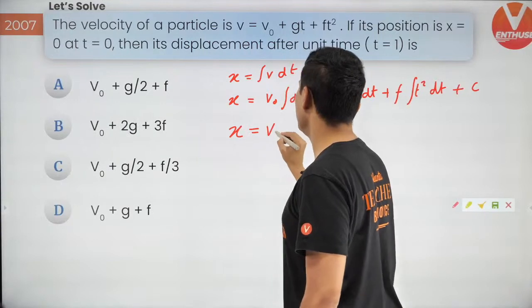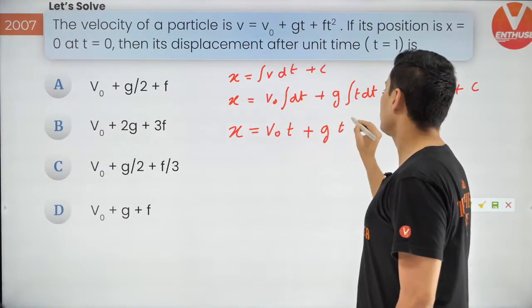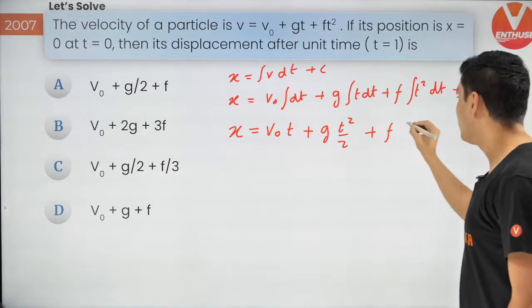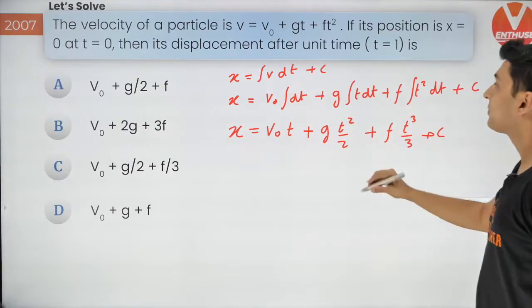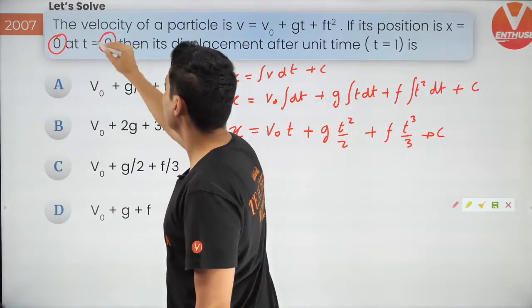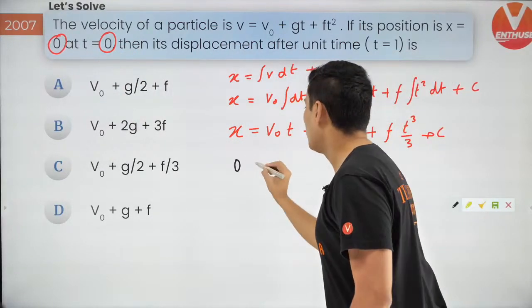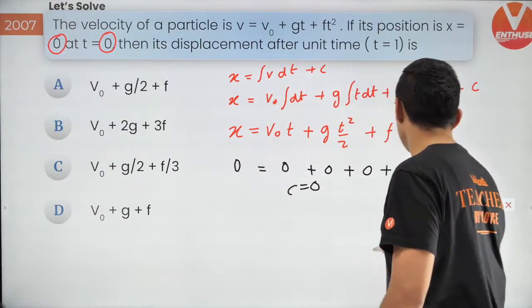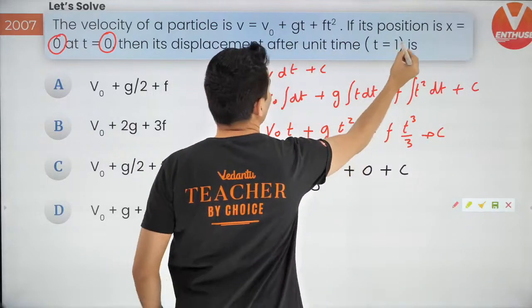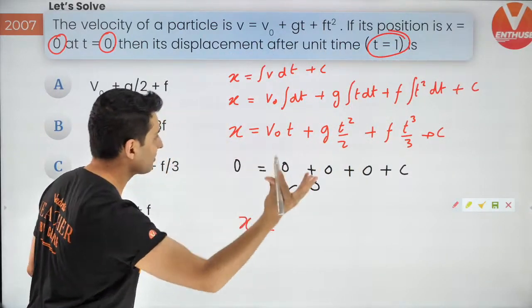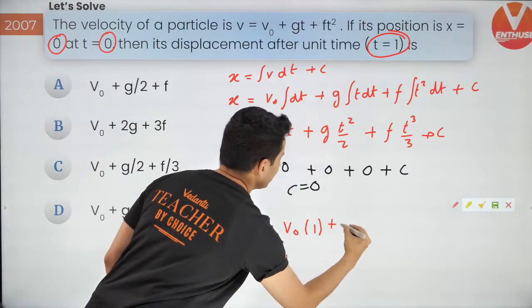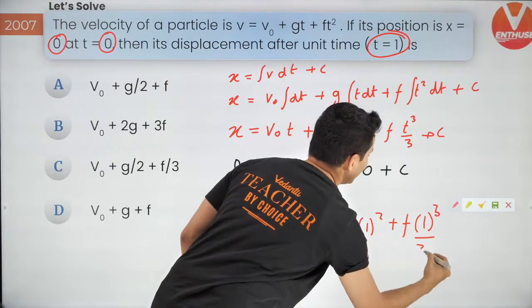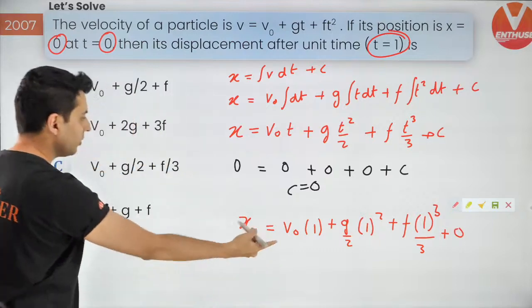So X is equal to V naught t plus g t square by 2, since t's integral is t square by 2, plus f t cube by 3, since t square's integral is t cube by 3, plus c. It is clearly mentioned that when x is 0, t is 0. So just substitute that. When x is 0, time is 0. Therefore, I will get c as 0. So the question is, what is the displacement at 1 second? Isn't it simple? V naught into 1 plus g by 2 into 1 square plus f into 1 cube divided by 3 plus 0. The constant was 0. So which is the correct option?